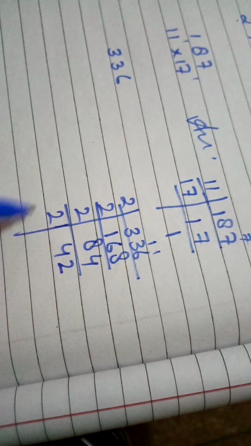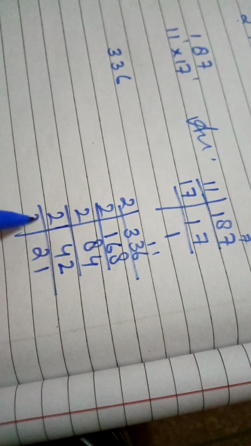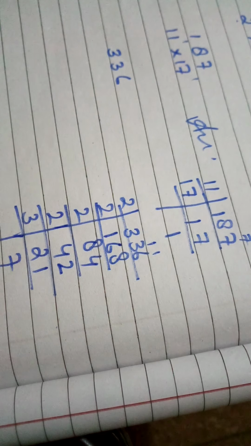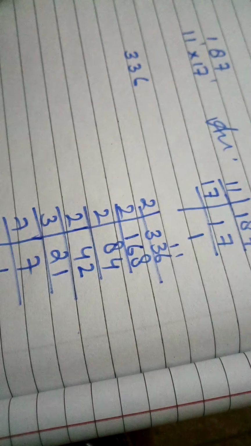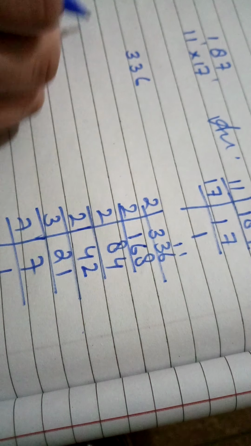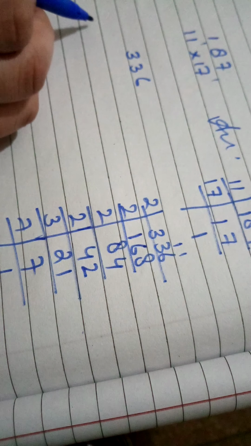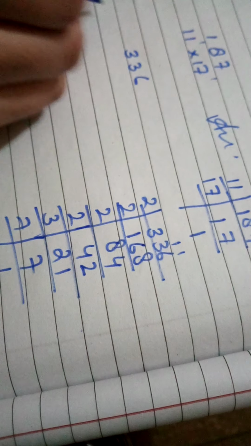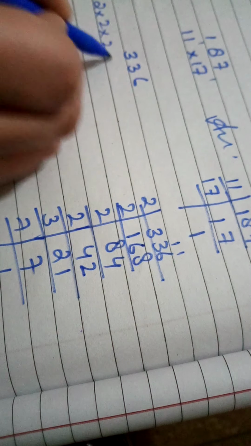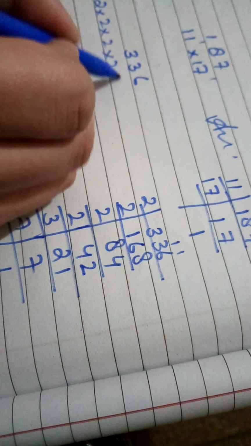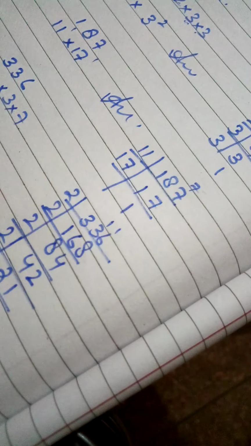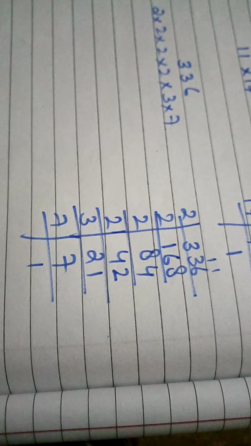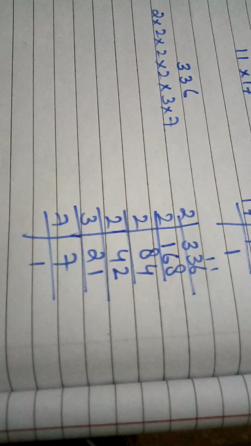2 2s are 4, then 2 2s are 4, 2 1s are 2, 3 7s are 21, and 7 1s are 7. Write down all the factors of 336. So we have the factors. Firstly, write the factors separately: 1, 2, 3, 4, so 2 multiplied by 2 multiplied by 2 multiplied by 2, then 3 multiplied by 7. I have written all the factors of this number here.